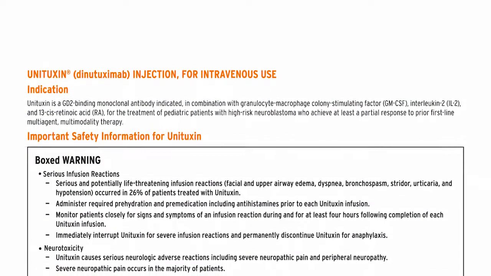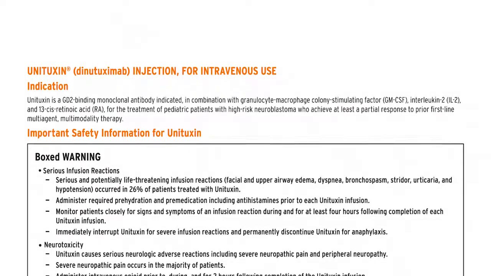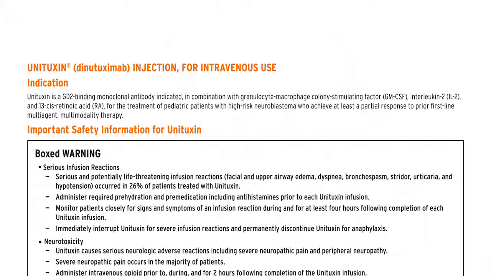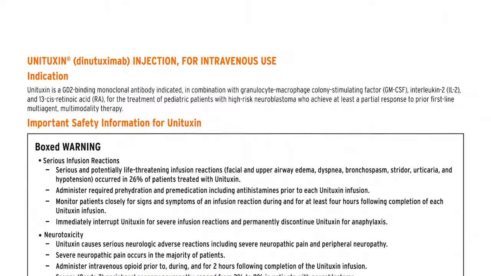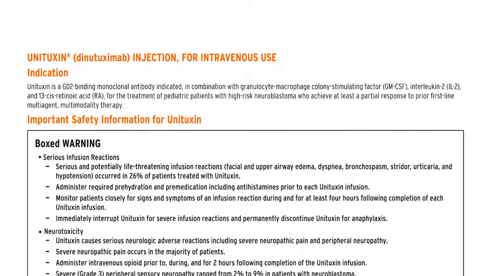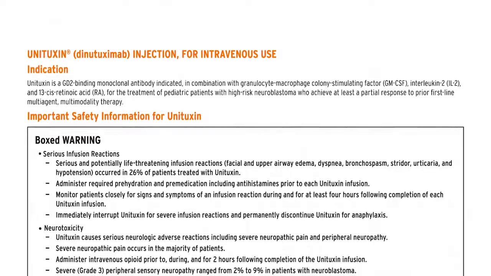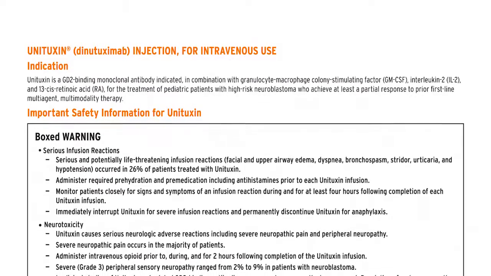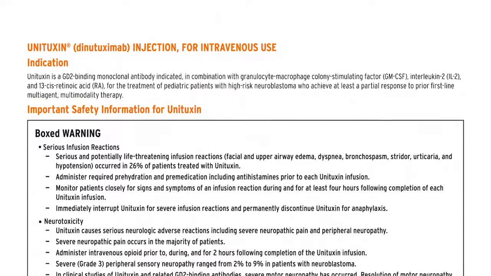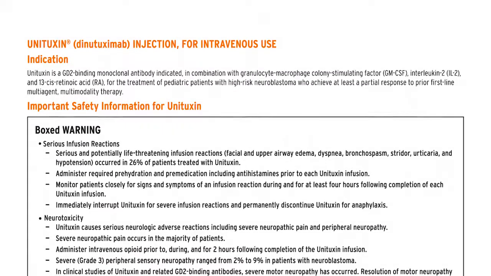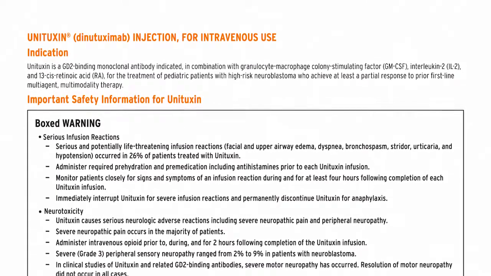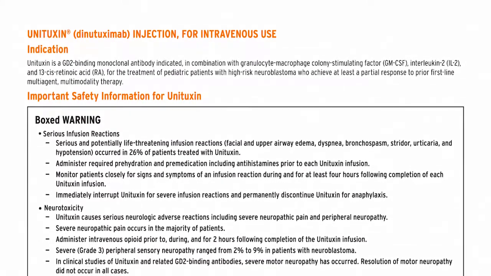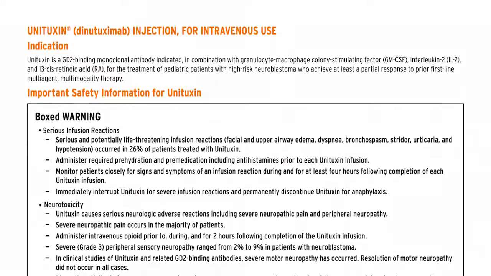Unituxin, dinutuximab, injection for intravenous use. Indication: Unituxin is a GD2 binding monoclonal antibody indicated in combination with granulocyte macrophage colony stimulating factor, GM-CSF, interleukin-2, IL-2, and 13-cis retinoic acid, RA, for the treatment of pediatric patients with high-risk neuroblastoma who achieve at least a partial response to prior first-line multi-agent, multimodality therapy.